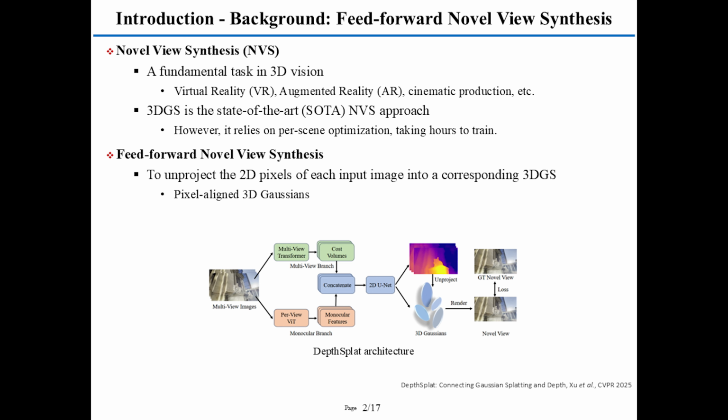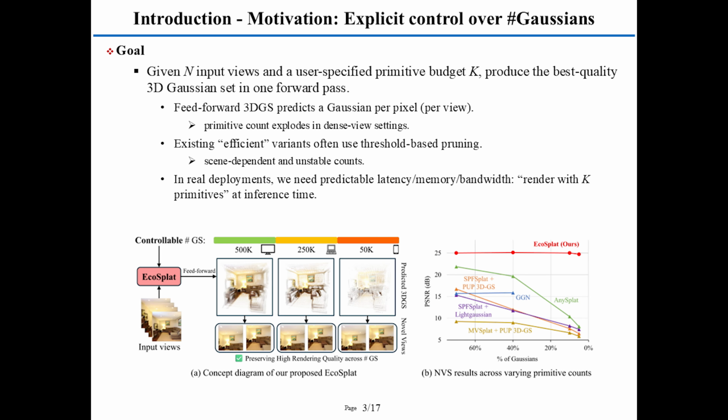Novel view synthesis is a fundamental task in 3D vision, and although 3D GS has become a state-of-the-art approach, its per-scene optimization is time-consuming, motivating feed-forward methods that directly convert input images into pixel-aligned 3D Gaussians for efficient novel view rendering. Our goal is to enable explicit control over the number of 3D Gaussians for feed-forward GS, producing the best quality representation under a user-specified primitive budget while ensuring predictable memory, latency, and bandwidth.